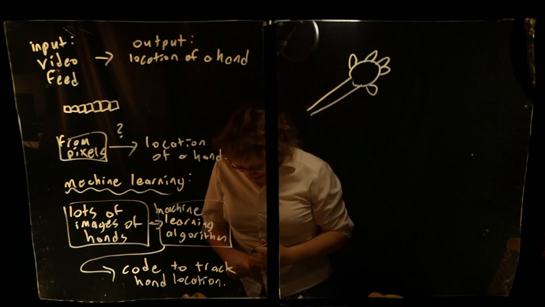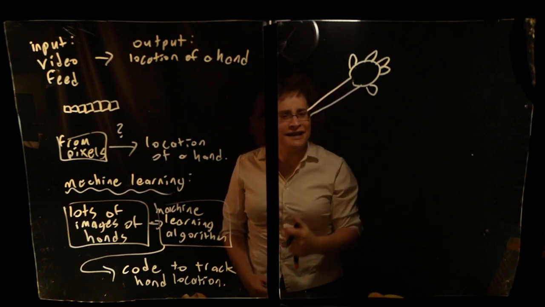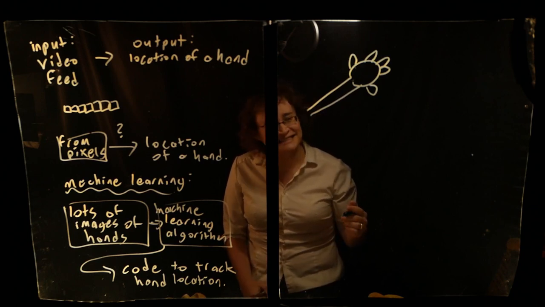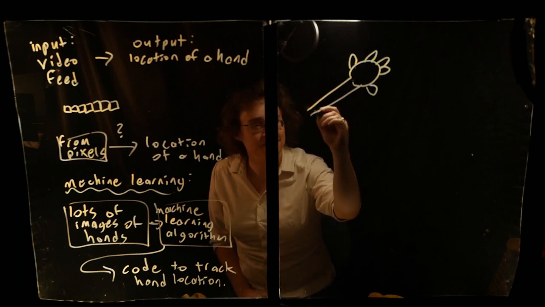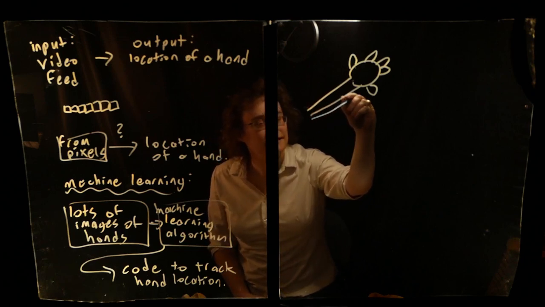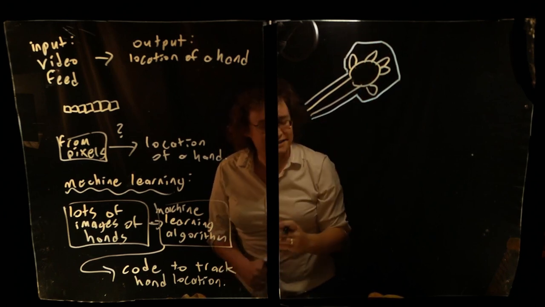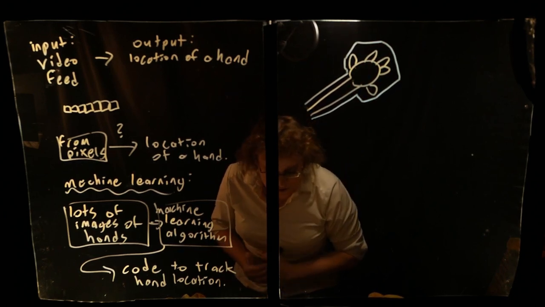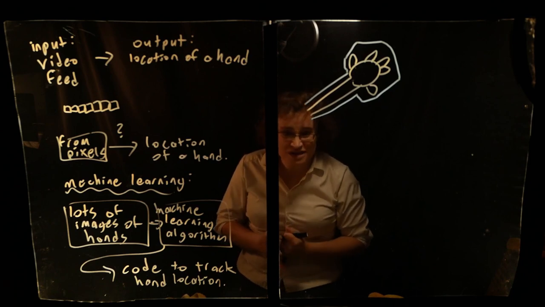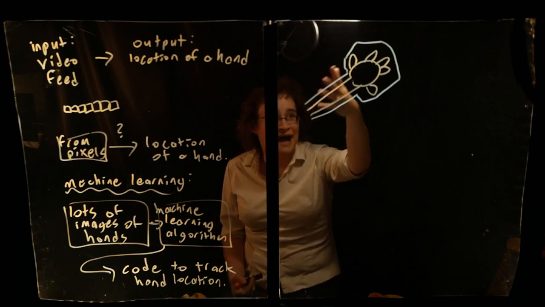Okay, so you have some picture that has a hand in it, and I get a couple hundred or a couple thousand images of hands, and I have some people go through and trace the outline of the hand. Because ultimately, that's what we would like the computer to do. In this particular application, we don't care about every detail of the hand. We just want to know the outline of the hand.